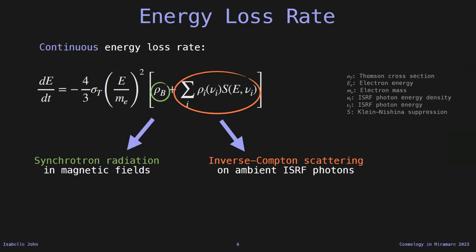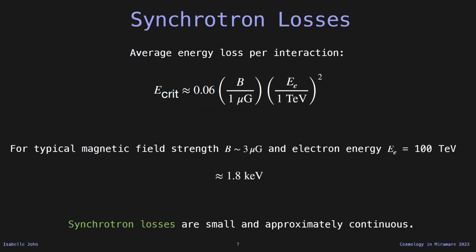Okay, so this is the energy loss rate equation that's typically used to calculate energy losses. The details are not really important, but you can see there's a term for the synchrotron energy losses and a term for the inverse Compton scattering energy losses. And what is important about this equation is that it treats energy losses as a continuous process. Now the question is, are these energy loss processes really well described by a continuous equation? If you look first at synchrotron radiation, we can use this equation to estimate what the average energy loss in one interaction is.